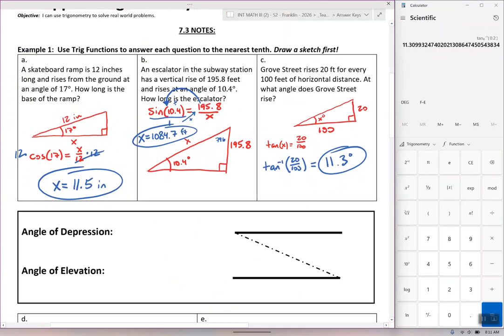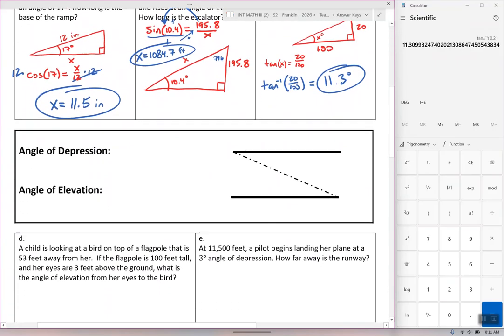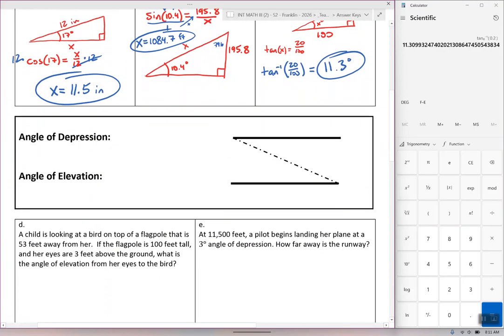Okay, so sketch a triangle based on your problem, and then determine which trig function or inverse function you'll need to use. Some terms to keep in mind are the angle of depression and angle of elevation, which may be used in problems like this. So the angle of depression is an angle that goes down. You can think of this as down from the sky, because often that's the context that we use angle of depression.